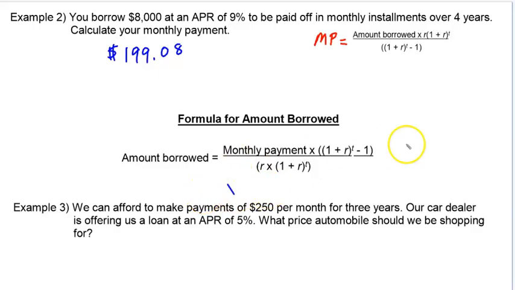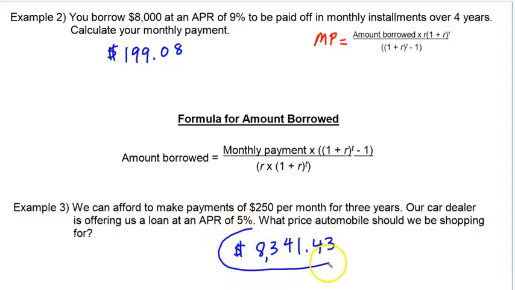So here we are again, an opportunity for you to use your calculator, and notice on your cheat sheet I have it called AB, amount borrowed. See if you can come up with this number for example 3. So that's 8,341.43, the total amount borrowed that will produce a monthly payment of $250 for 3 years.